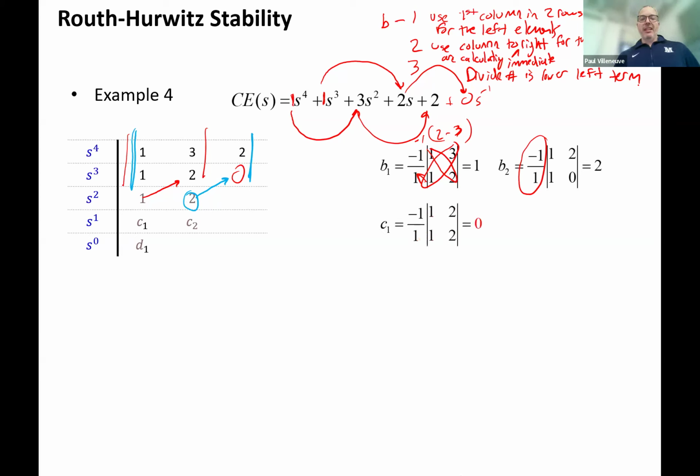Now I'm going to calculate C1. I see there's a 0. And now all of you, almost all of you, are going to immediately substitute an E in there. Do not do that. Let's check C2 first. Why didn't I calculate C2? Is that a mistake?